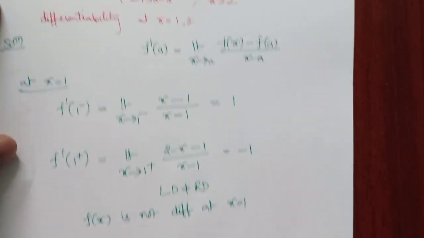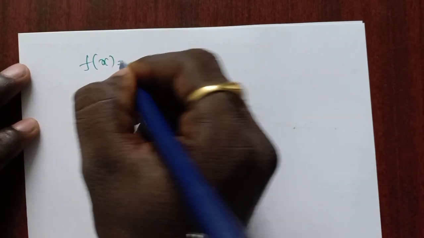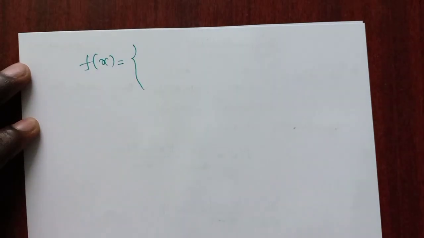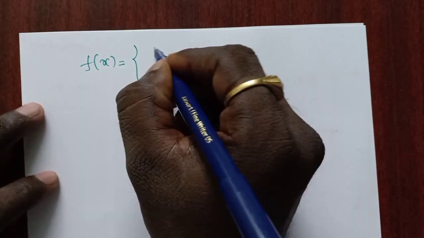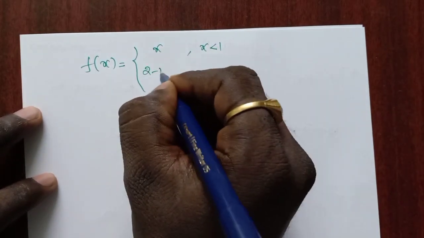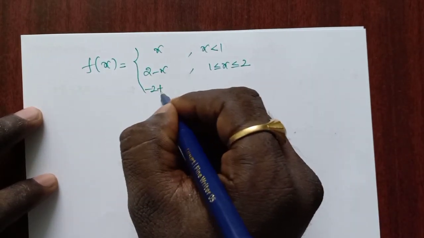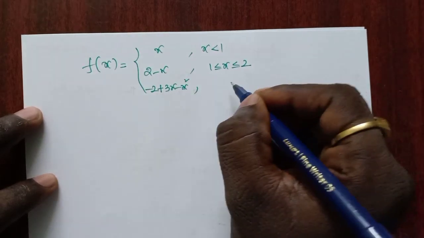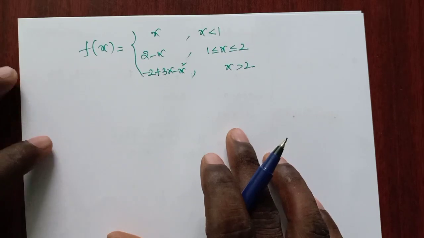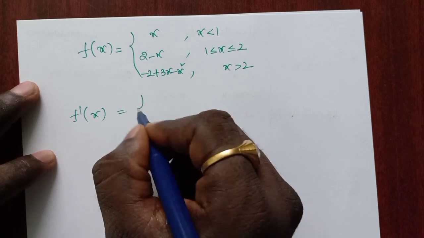Now we will solve the same problem from another method. Write the function as it is: f of x equals to x when x less than 1, 2 minus x when 1 less than or equal to x less than or equal to 2, and minus 2 plus 3x minus x square when x is greater than 2. Now see, what is f dash of x from this given data?